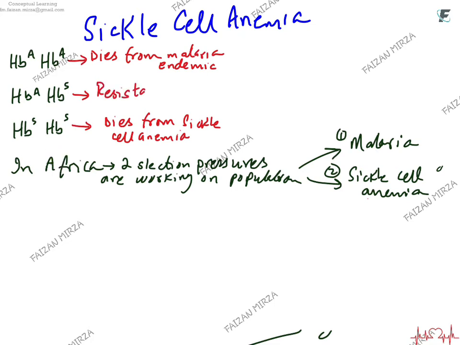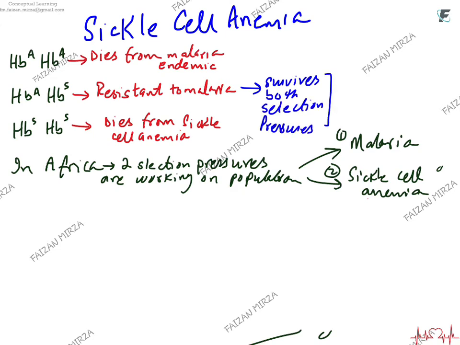Whereas people who are heterozygous for this condition, they do not die from sickle cell anemia, and plus they are resistant to malaria. So this is a survival advantage here. You can say it can survive both selection pressures. One selection pressure is malaria exerting on this particular individual. The other selection pressure, which is sickle cell anemia, is working against this individual. But the person who is heterozygous will survive malaria as well as the sickle cell anemia.